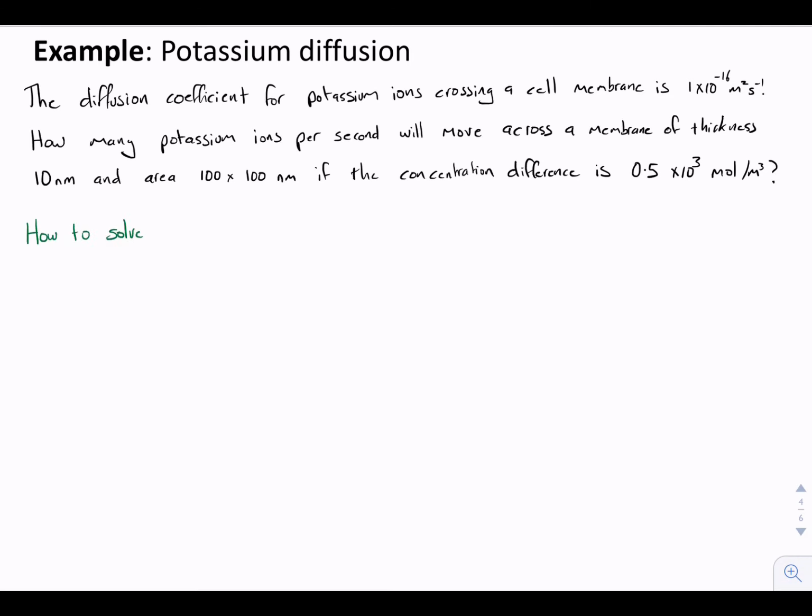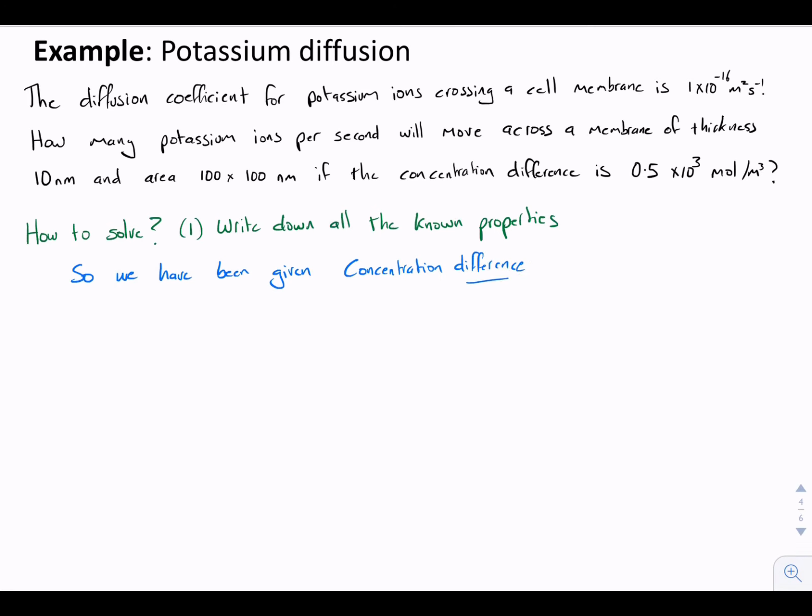A good start to all physics problems is to write down the known properties. So we've been given the concentration, and we haven't been given C1 and C2, but we've been given the concentration difference. So this is already C1 minus C2. So we can write down that the concentration difference equals 0.5 by 10 to the 3 moles per meter cubed.